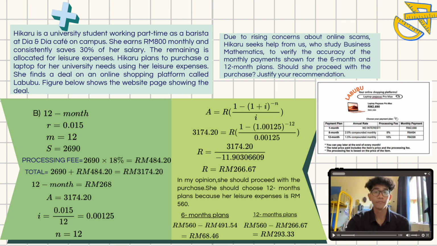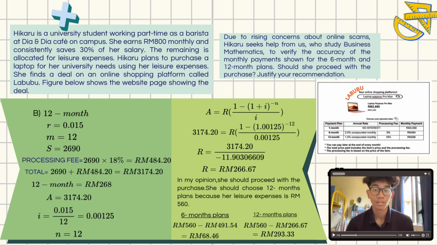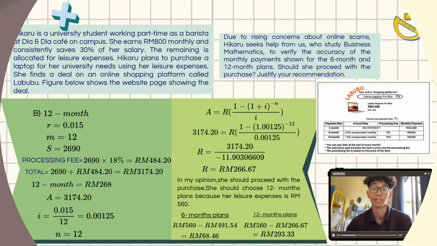Then, we verify the monthly payment using the loan present value formula. We substitute the values for each plan to check whether the monthly payments for the 6-month plan and the 12-month plan are accurate. Finally, the question asks whether Hikaru should proceed with the purchase. Since her leisure budget is 560 ringgit, the 12-month plan is more suitable because the monthly payment of 266 ringgit and 70 cents is within her limit and helps her minimize her monthly spending. Therefore, yes, she should proceed with the 12-month plan.